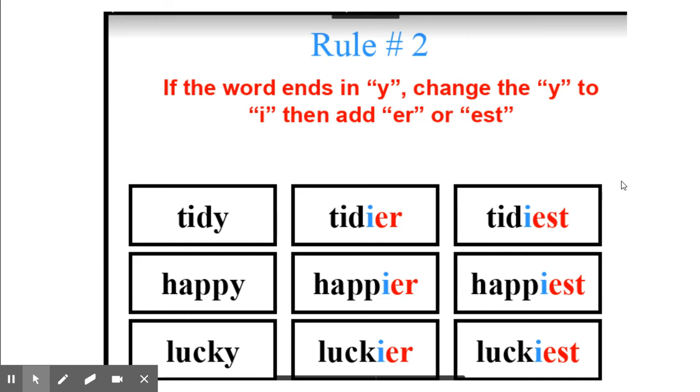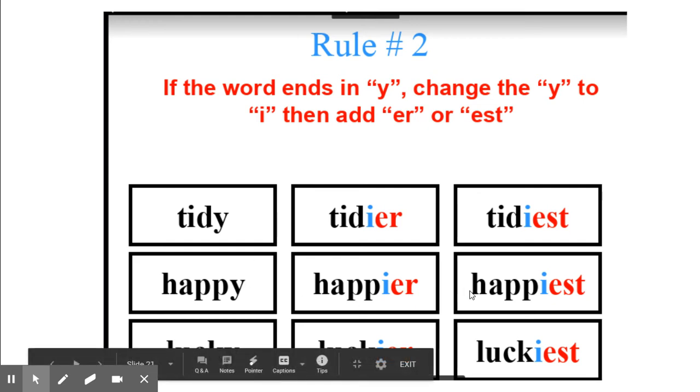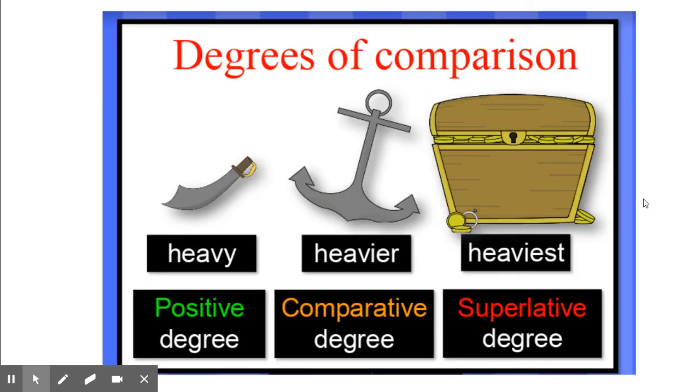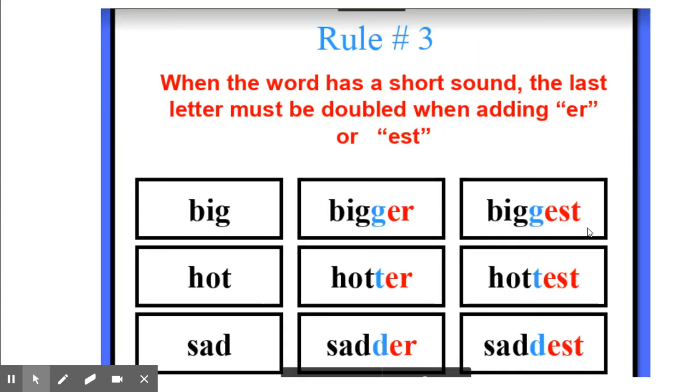Rule number 2 is if the word ends in Y, we change the Y to I and then add ER or EST. So tidy becomes tidier. We put an I right there. And then we keep the I here to add EST, tidiest. Happy, happier, happiest. And then lucky, luckier, luckiest. You'll notice the I. We change the Y to I and add ER or EST. Some more examples are heavy, heavier, and heaviest.